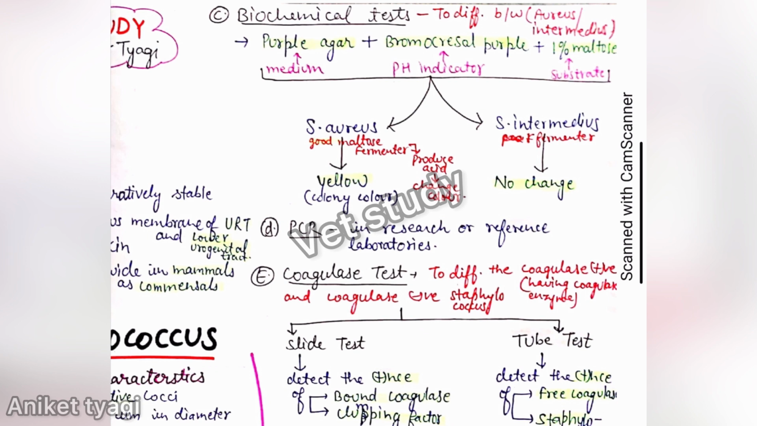If the bacteria turn this solution yellow, or form a yellow colony, then we will call it Staphylococcus aureus, because they are good maltose fermenters. Okay, if there is no change in the color, then we will call this bacteria Staphylococcus intermedius. Why is this yellow color produced? Because these are good maltose fermenters, and they will produce acid, and there will be a change in the color because we have a pH indicator in this. So by this you can differentiate between Staphylococcus aureus and Staphylococcus intermedius.